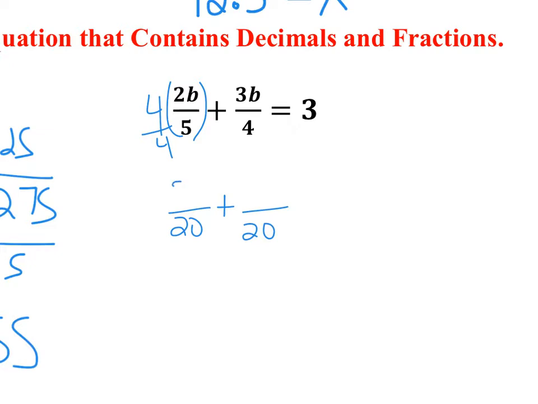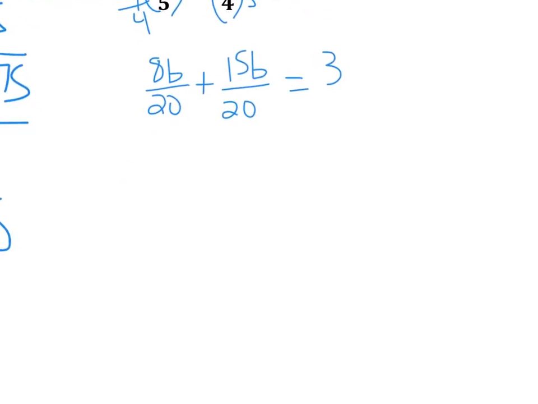So it would say 8b over 20. For the second fraction, I'm multiplying the top and the bottom by 5 to get the denominator to be 20. So it would say 15b over 20, and it equals 3. Now I can combine like terms because the denominators match. So it would say 23b over 20 equals 3. This looks a little bit better.